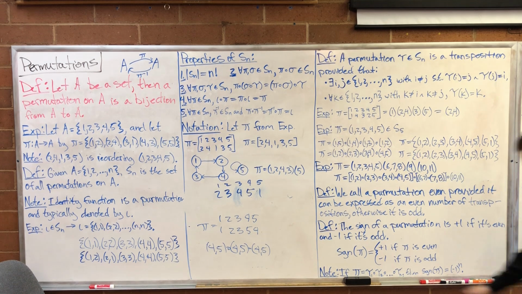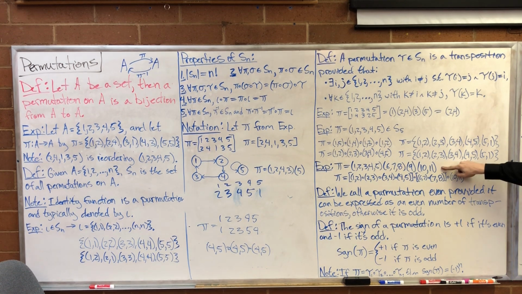Alright, so we call a permutation even, provided it can be expressed as an even number of transpositions, otherwise we call it odd. So is this function even or odd? It's odd. One of you is better at counting than the other. Which function did you point to? This one. Is this function even or odd? Odd. How do you know it's odd?